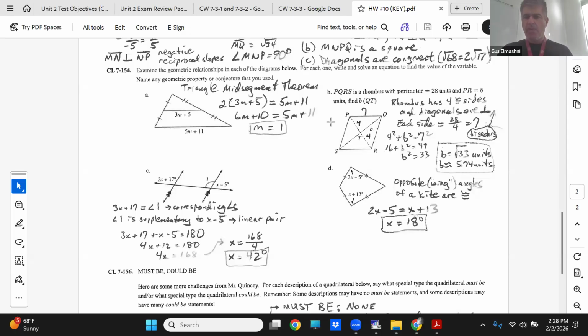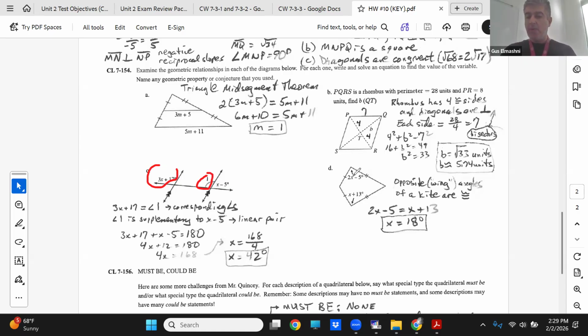Yeah, it should be pretty straightforward. If you have the perimeter of the rhombus, split it up 4 ways and split PR halfway and then use the Pythagorean theorem to solve for B. You should know that these are the same. Angle 1 is the same as 2x plus 17. And angle 1 and x minus 5 have to add to 180. So therefore, you can just replace angle 1 with 2x plus 17 by substitution, solve for x.